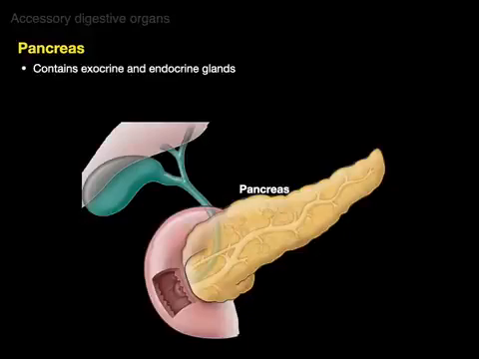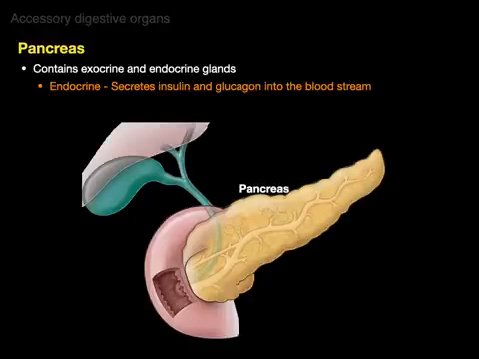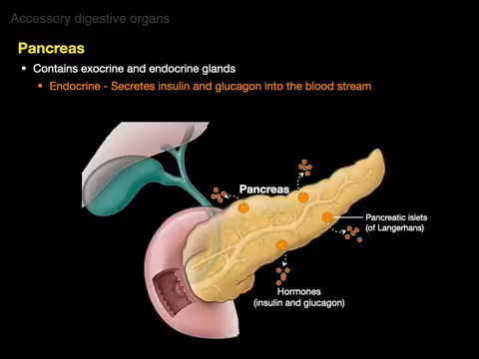Now, the pancreas also contains endocrine glands. And now, in contrast, endocrine glands secrete their products into the bloodstream, which then circulates them. The pancreas secretes insulin and glucagon. We have these things that I've drawn in orange circles. They're called pancreatic islets of Langerhans. And that is what's producing the hormones insulin and glucagon. And so insulin will take macromolecules like sugar, glucose, and put them into the cells. Glucagon will take macromolecules like glycogen and break them down and dump glucose into the bloodstream.